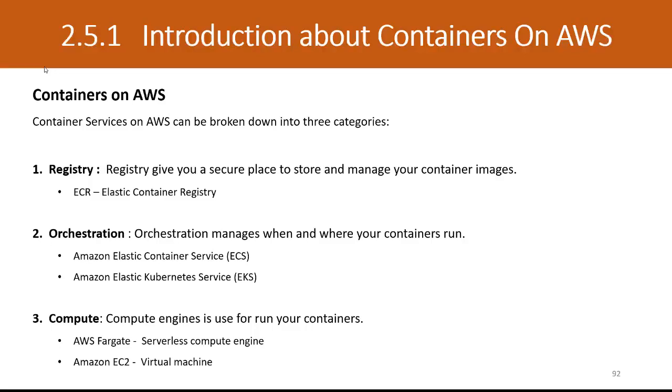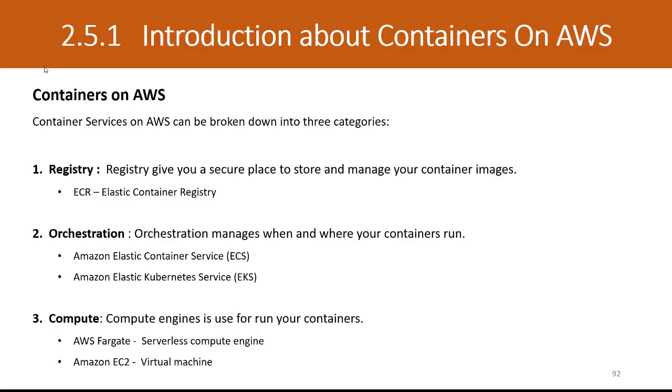Second thing, we have orchestration. Orchestration manages when and where your containers run. All the management is done by two types of orchestration services in AWS. First one is Amazon Elastic Container Service and second one is Amazon Elastic Kubernetes Service. So these are the two services which manage your containers in AWS.